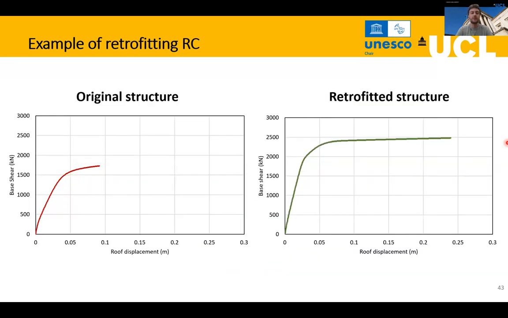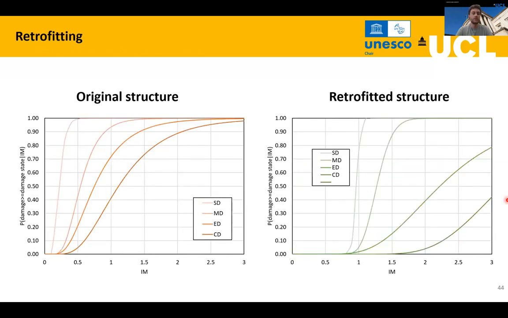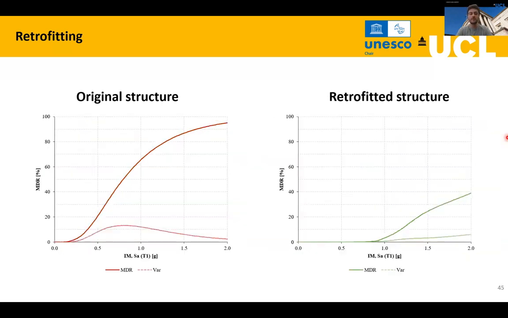You can see the pushover curve of the original and the retrofitted structure, where the original has a relatively low strength and a very low ductility, while the retrofitted building will have much more strength and a lot more ductility. You can also see the fragility functions. You can see the original construction with very high fragility functions over here, but then in the retrofitted one, you can move all those fragility functions for different damage states. And you can also see that in the vulnerability function.